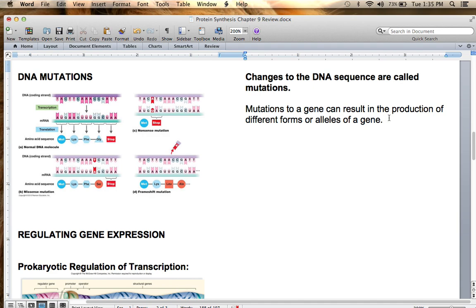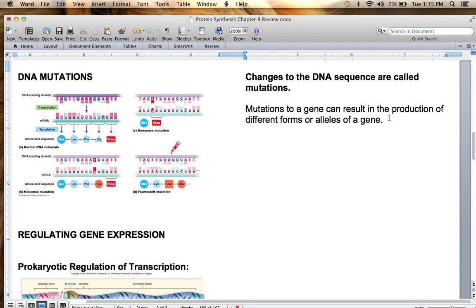But remember, we did say that there was some redundancy in the genetic code, where more than one codon will code for a specific amino acid. So if you get lucky with your mutation, it may not make a difference at all, because it may just mutate from one codon into another codon that still codes for the same amino acid. So mutations can cause problems, or they may not make a difference at all.